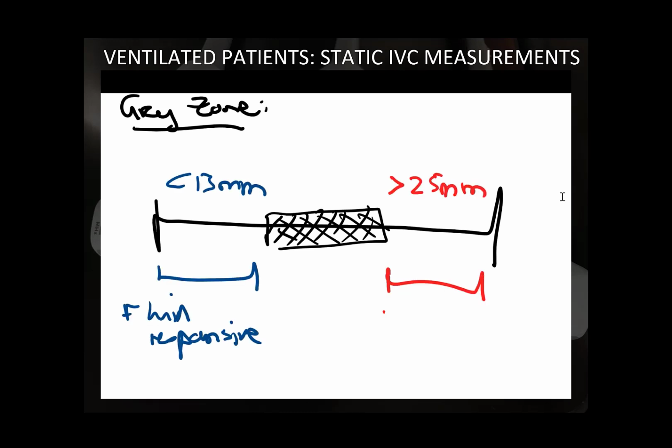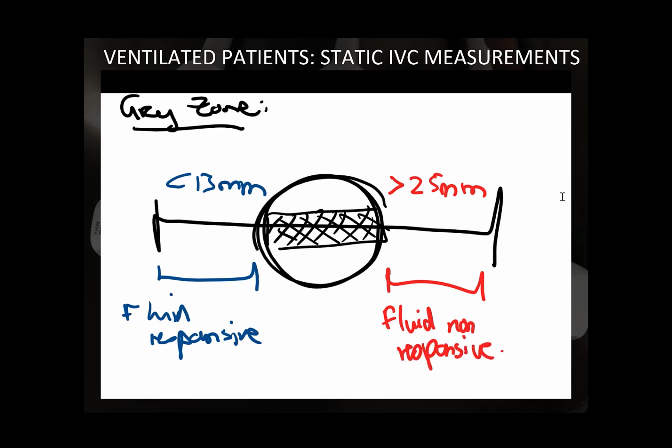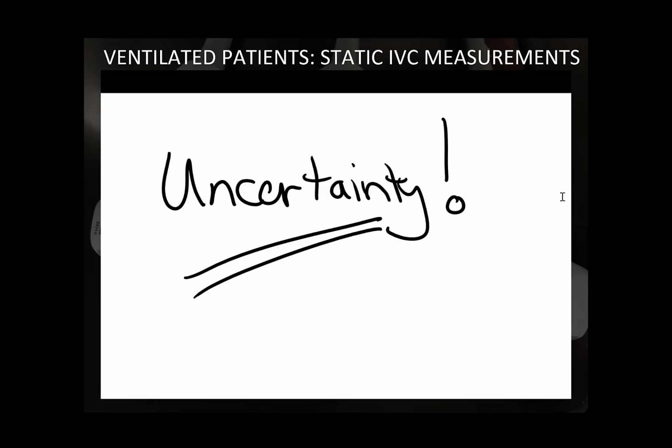Essentially, by setting a sensitivity and specificity at 80%, 2 threshold values emerge, and an IVC diameter of less than 13 mm predicts fluid responsiveness, whilst an IVC greater than 25 mm excludes fluid responsiveness. 71% of patients lie between these values, and tremendous uncertainty remains.